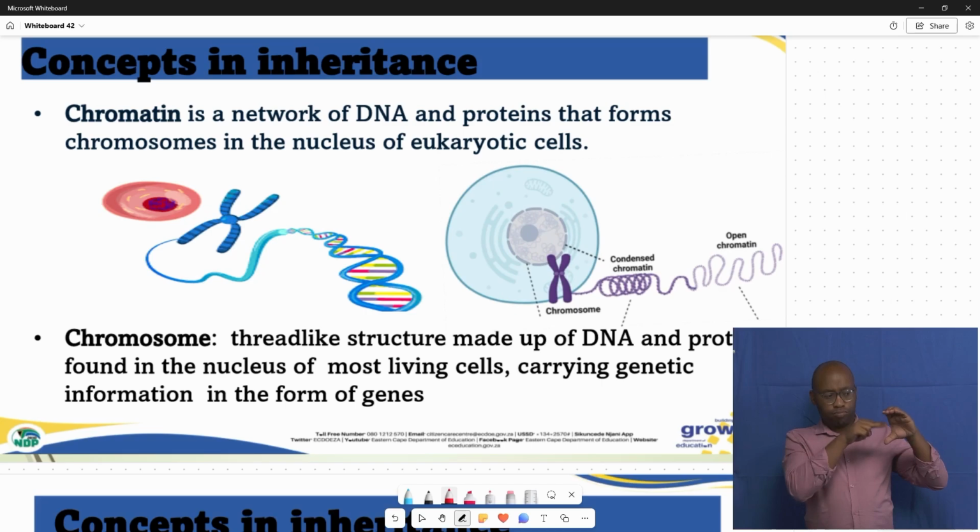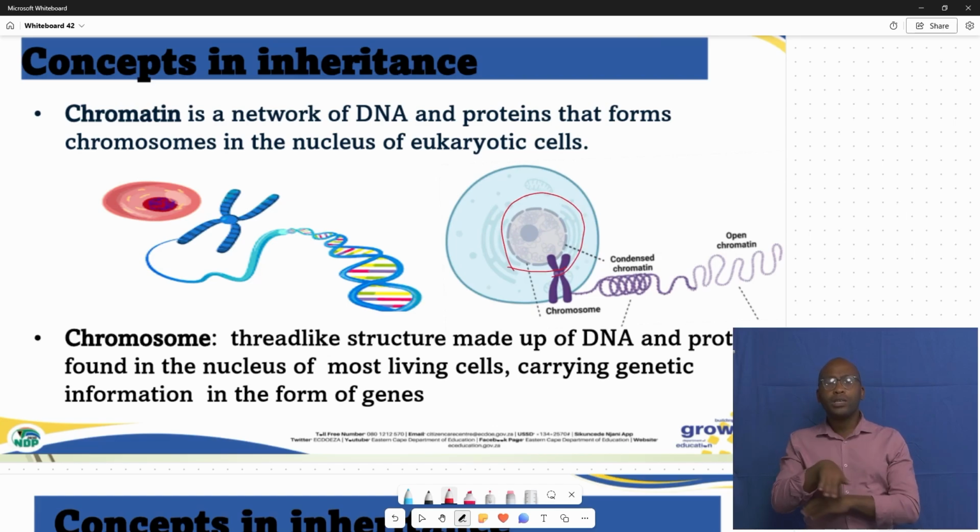Now, if we look at this diagram here on the right, we know that DNA is found inside the nucleus. Initially, DNA is found in the form of chromatin, or this tangled up network of DNA. This chromatin then condenses in order to be visible as chromosomes. We have learned this in term 1. During prophase, DNA condenses and becomes visible as chromosomes.